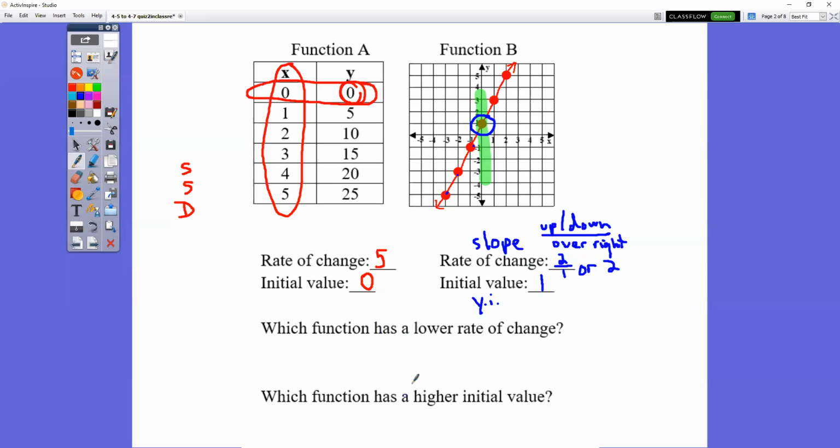Now we have some questions to answer. Which function has a lower rate of change? So we are comparing 5 versus 2. 2 is lower than 5, so it would be function B. Which function has a higher initial value? That means we're looking at 0 compared to 1. 1 is bigger than 0, so this would be B as well. Questions on this one?